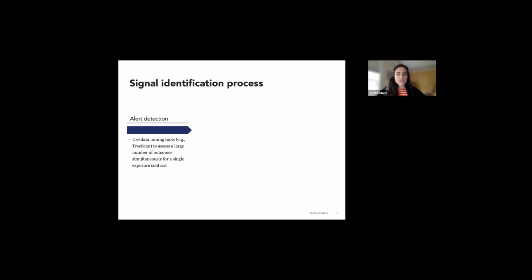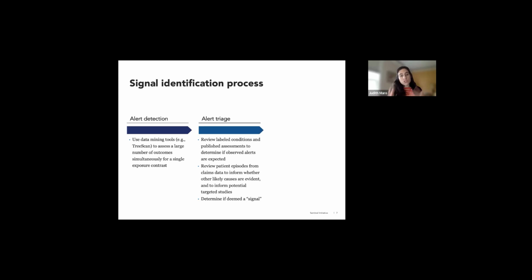And so in the signal identification process, as I alluded to, we start out with this large set of data that we're using our data mining tools to assess a very large number of outcomes for a single exposure contrast. And then we take a look at the results of these data, and we have pre-specified what we deem to be an unusual number of events when we compare our treatment group to our comparator group. And then what we want to do is look and see, what is it about these events? Are they explainable because of the label? Are they explainable because of other things that we know about this particular condition? And we look at patient episode profiles to try to understand if there are other causes potentially for what we're seeing.